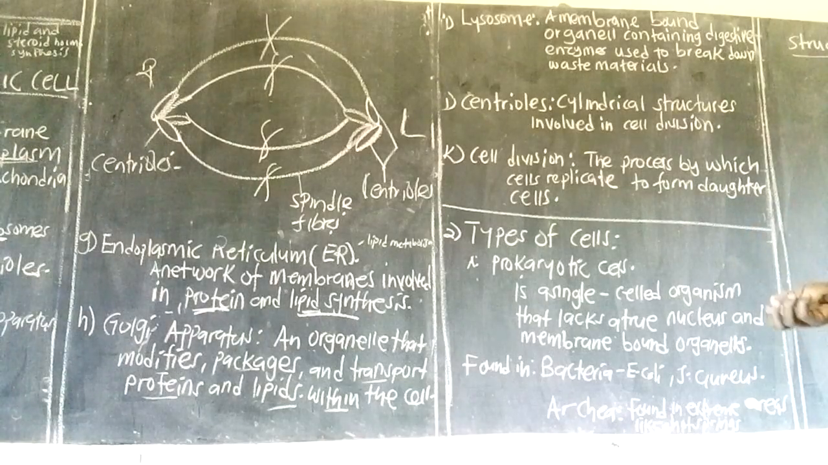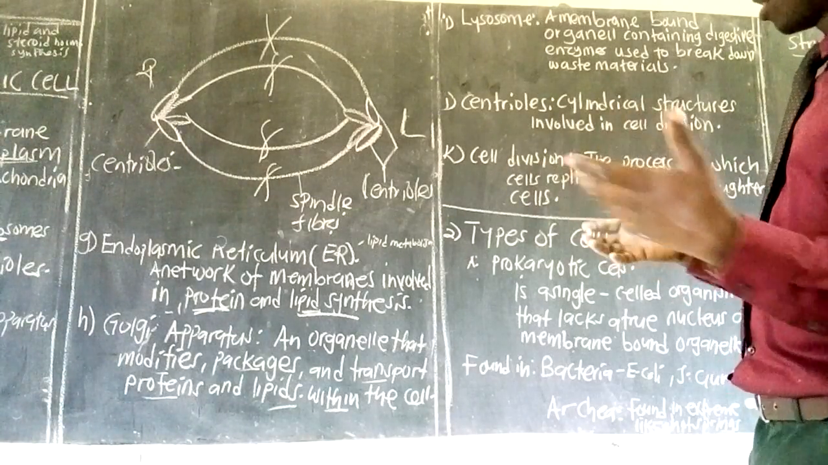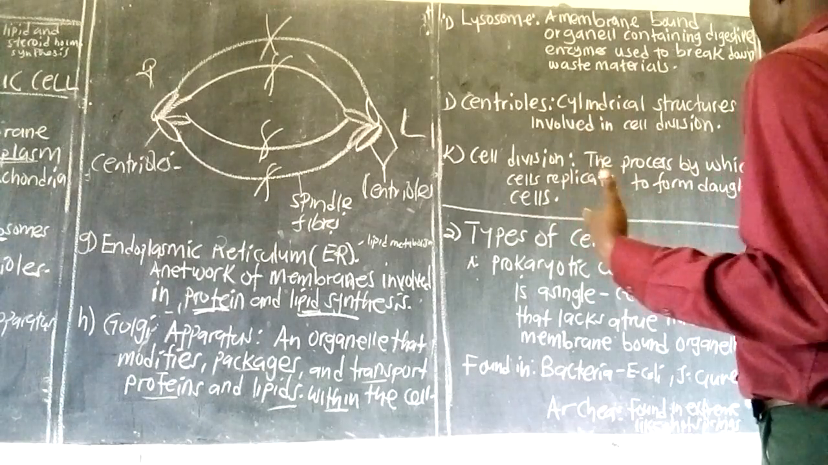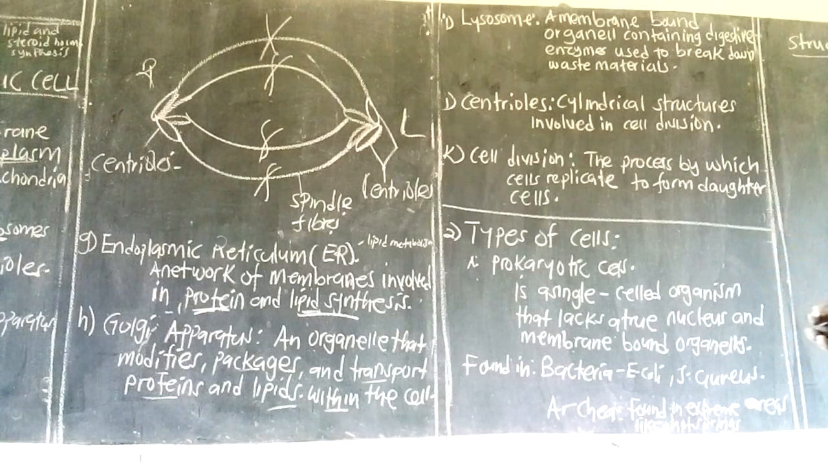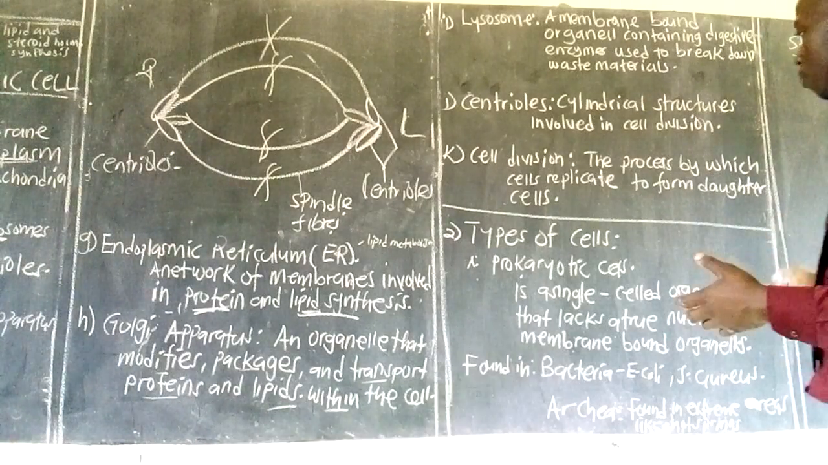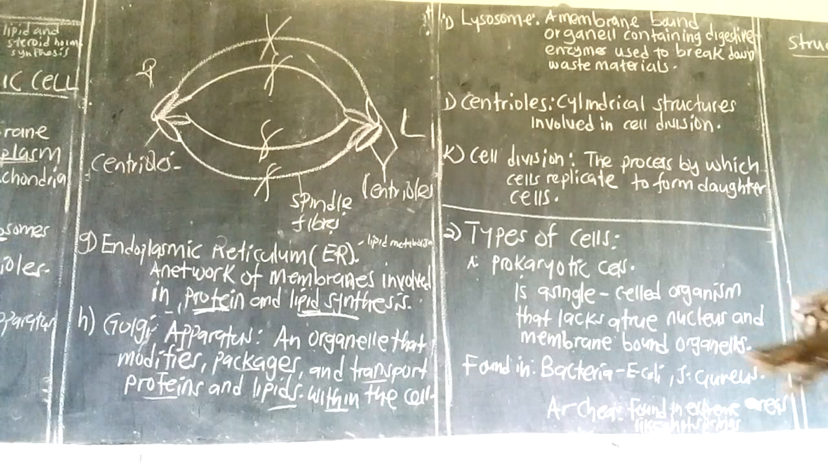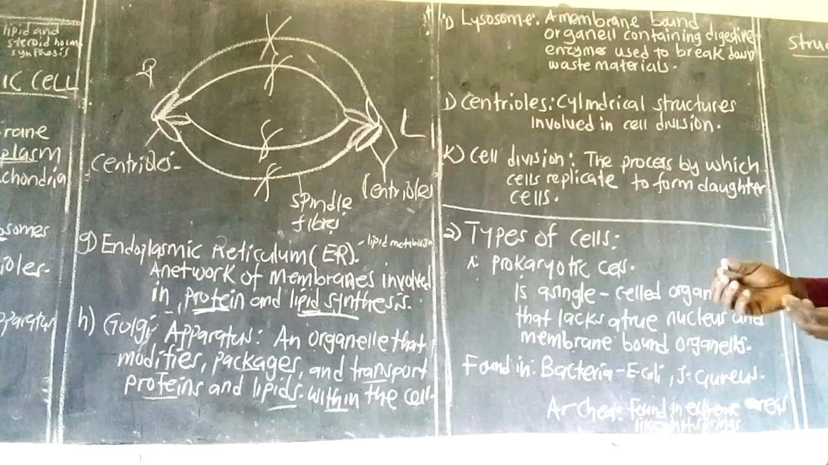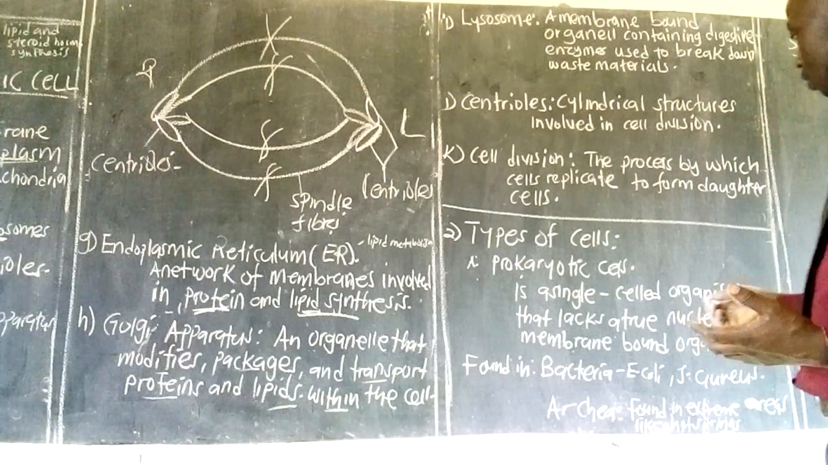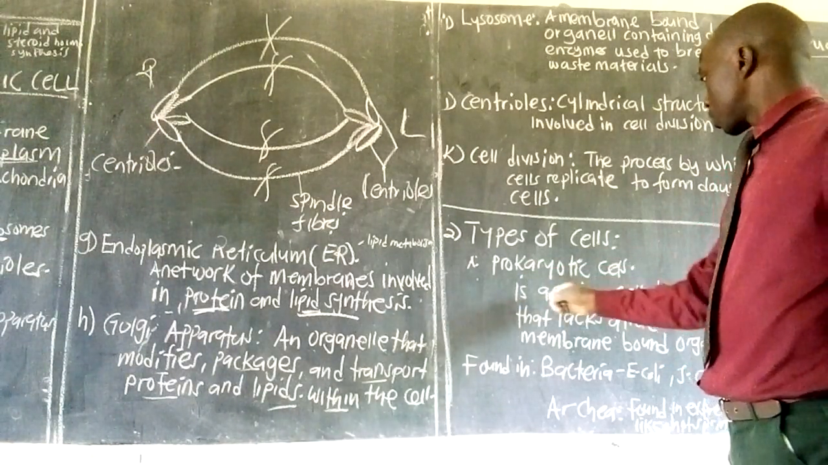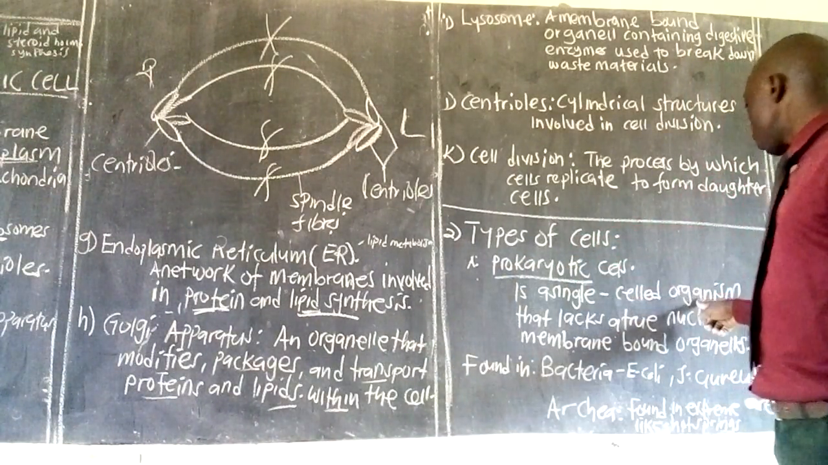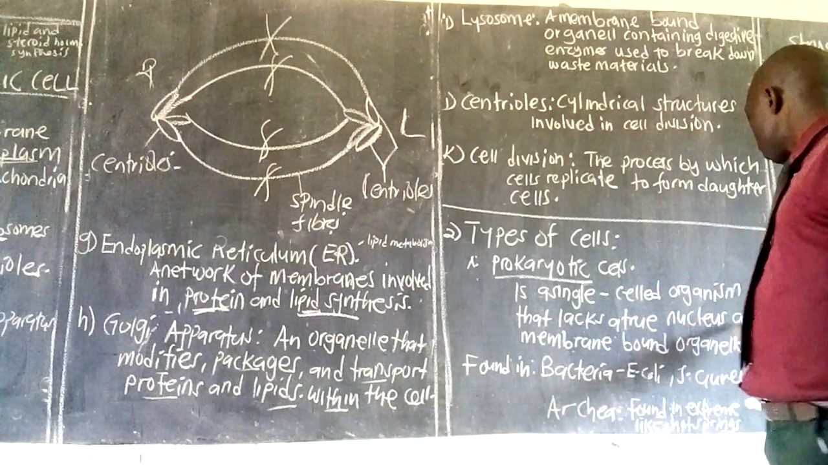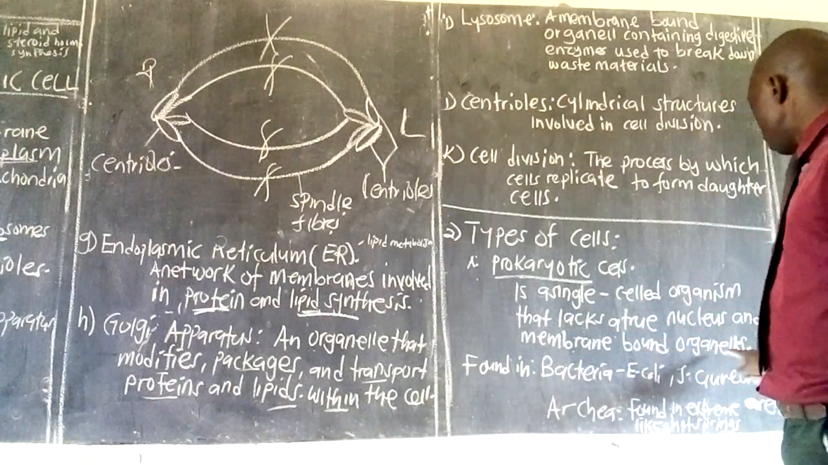Before we finish, let us also look briefly at the prokaryotic cell. But prokaryotic cells in human beings are not there, so our main interest will be on the eukaryotic cell. But for comparative reasons, let us see. We have another type of cell that is called a prokaryotic cell. Like we said, it is a single-celled organism that lacks a mature nucleus and membrane-bound organelles.